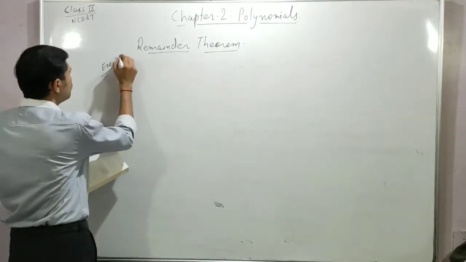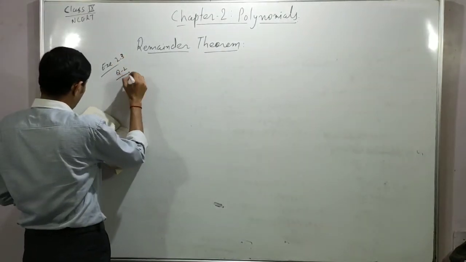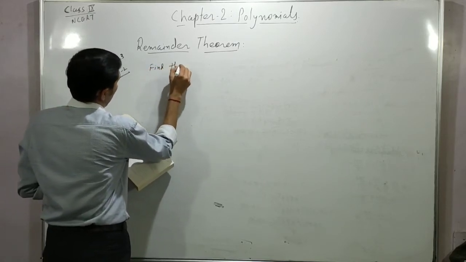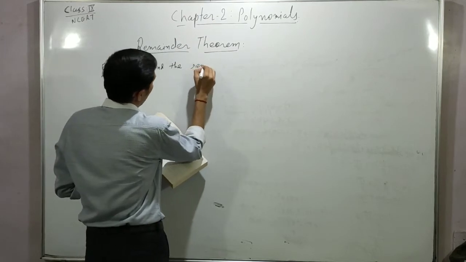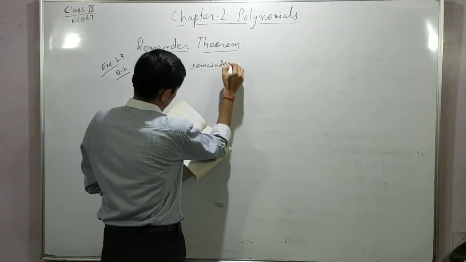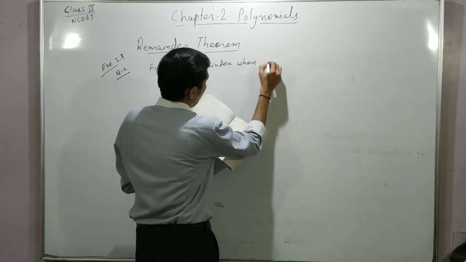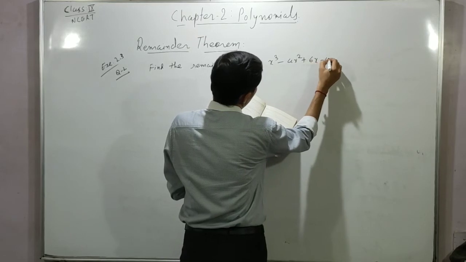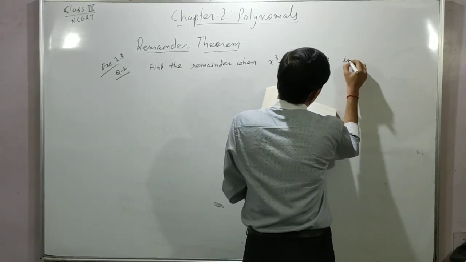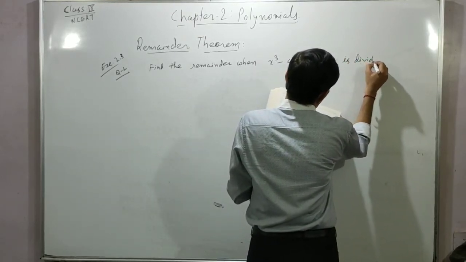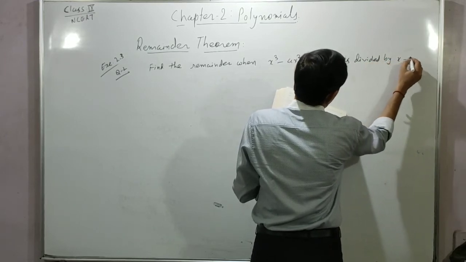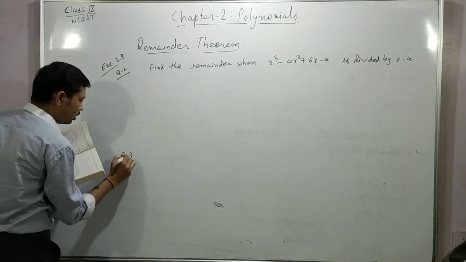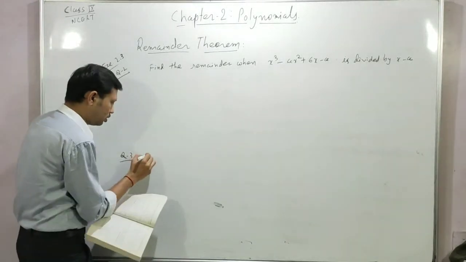चलो अब ये क्वेश्चन नंबर 2 हमारे पास है. What's the question? Find the remainder when this polynomial x cube minus ax square plus 6x minus a is divided by x minus a. और एक छोटा सा क्वेश्चन इसी के साथ डिस्कस कर लेते हैं. इसी में एक लास्ट क्वेश्चन है हमारे पास, क्वेश्चन नंबर 3.